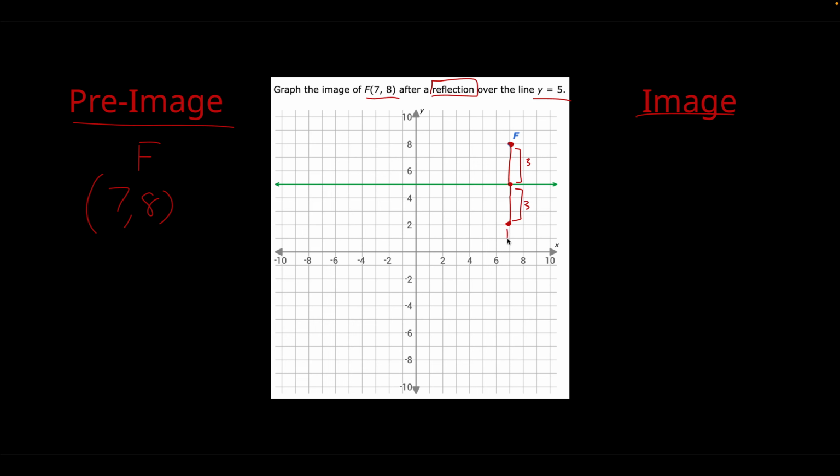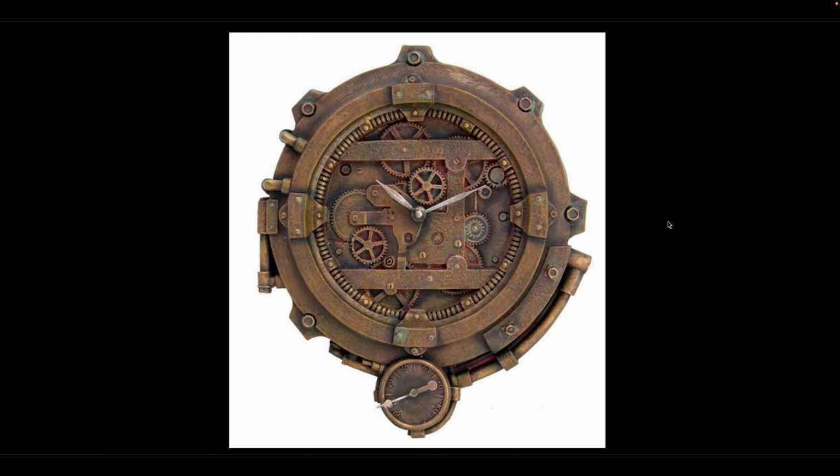So after we do the reflection, we call this point F prime. We give it that little notation there. So the image is F prime. And here, the coordinates for F prime were (7, 2). And this is reflecting.